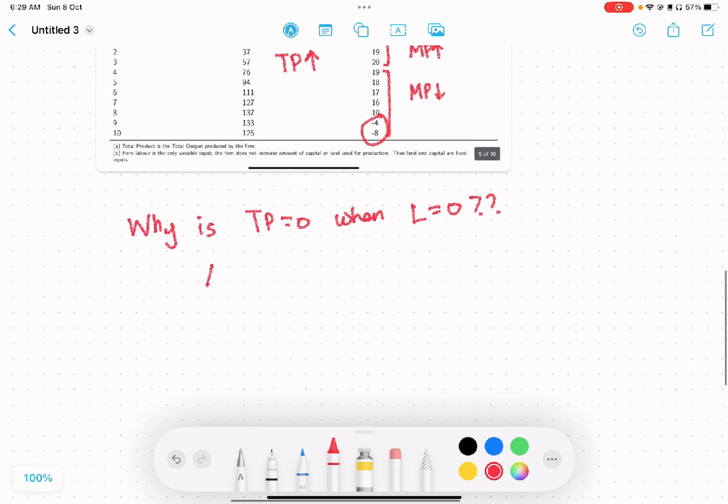Well, the answer to that is simple, because if you don't hire any labor, then you're not going to have any production, right? Because you've got the land, you've got the capital, but who's going to be using it? So you need the labor, right? So no labor, no production. So that is why your total product is zero.